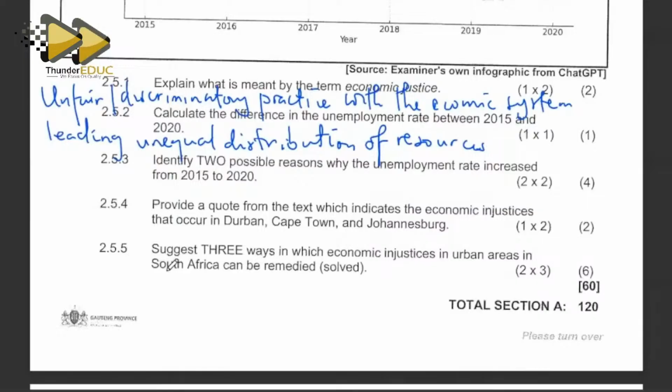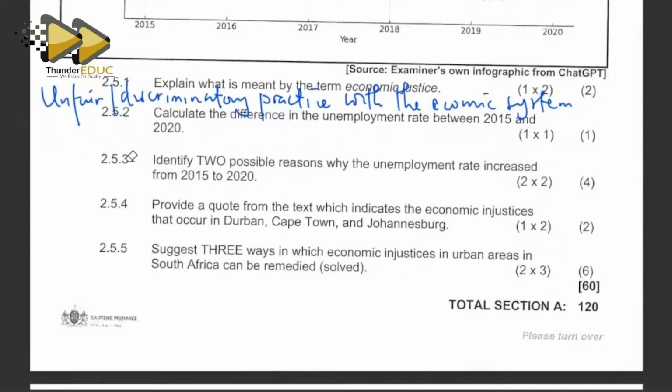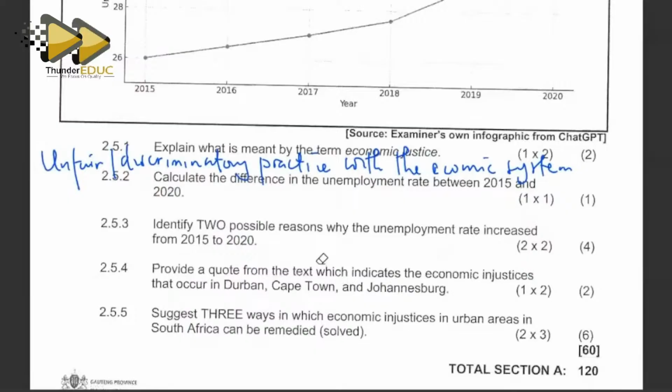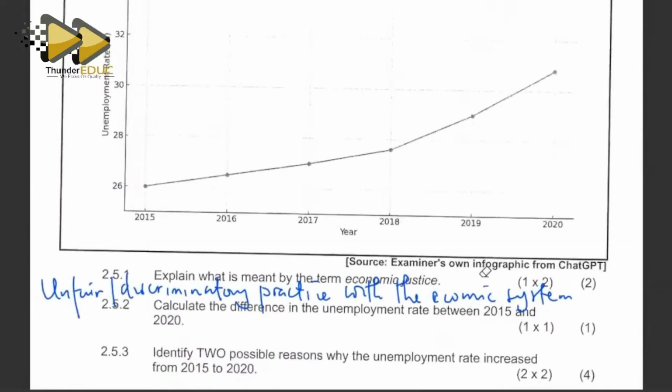Right. That takes us to the next question. Calculate the difference in the unemployment rate between 2015 and 2020. We need to ascertain the difference in unemployment rate, which means we must find the rate for 2015 and 2020. If we check here, our graph is basically from 30 to 32, and our marking here is approximately halfway by estimation. We can conclude that around here might be slightly 31. Then by 2015, it's 26.